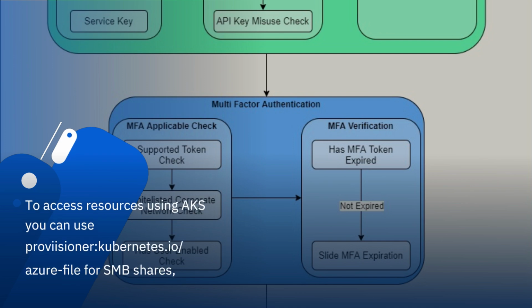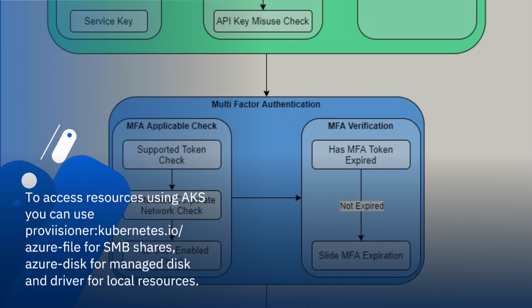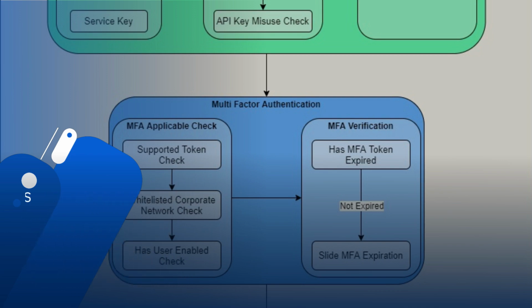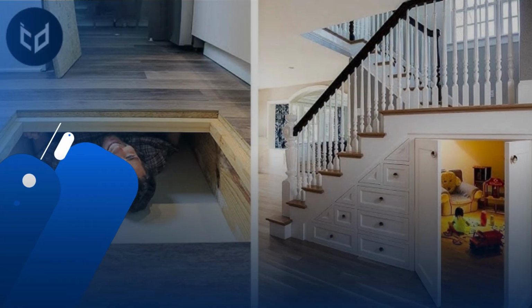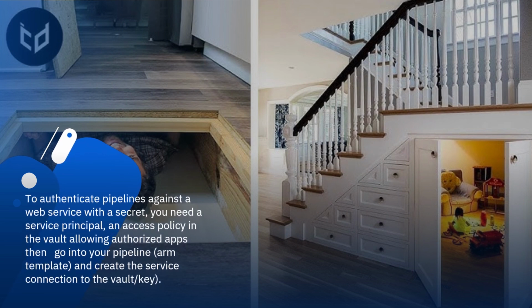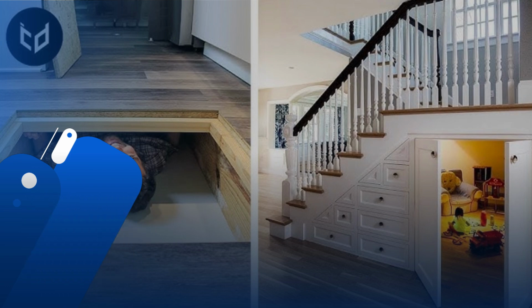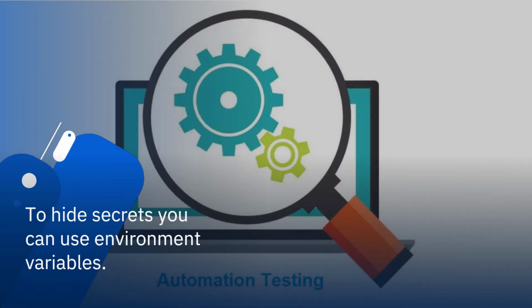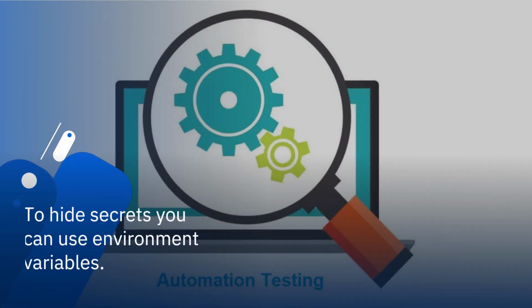To access resources using AKS, you can use Provisioner, Kubernetes.io/Azure-file for SMB shares, Azure Disk for managed disk, and Driver for local resources. To authenticate pipelines against a web service with a secret, you need a service principal, an access policy in the vault allowing authorized apps, then go into your pipeline, ARM template, and create the service connection to the vault key. To hide secrets, you can use environment variables.